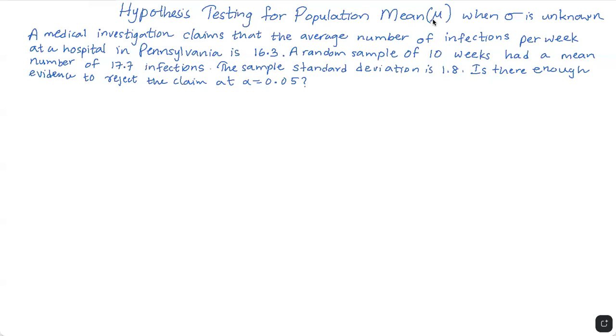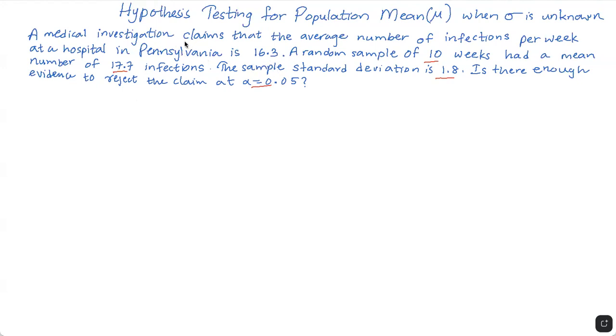So today I'm going to solve a problem related to hypothesis testing for population mean mu when the population standard deviation is unknown. So here, this is the example. A medical investigation claims that the average number of infections per week at a hospital in Pennsylvania is 16.3. A random sample of 10 weeks had a mean number of 17.7 infections. The sample standard deviation is 1.8. Is there enough evidence to reject the claim at alpha equals 0.05?